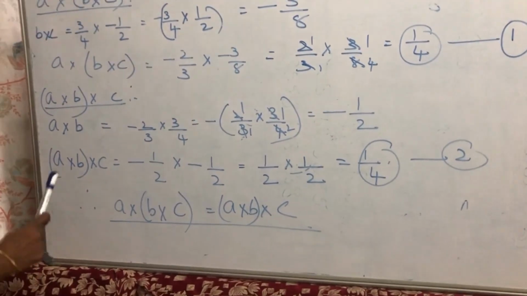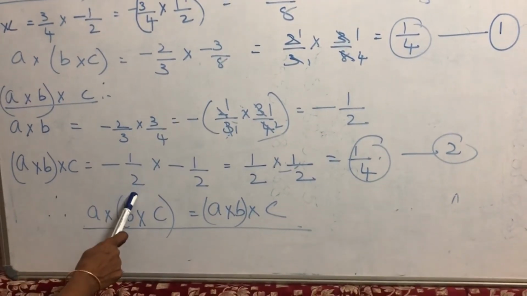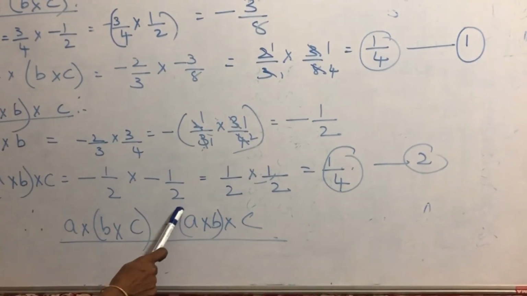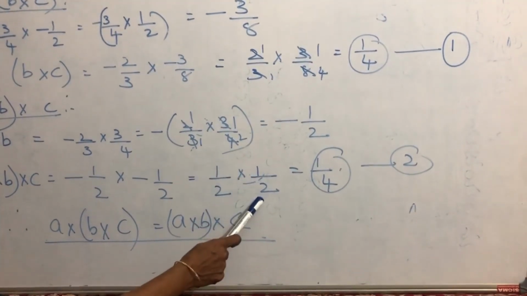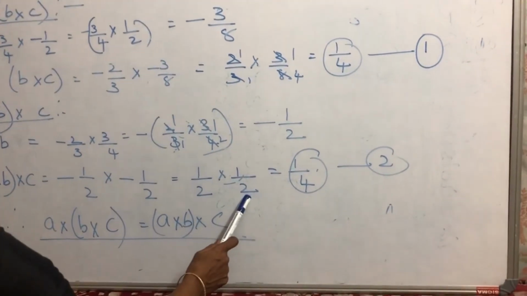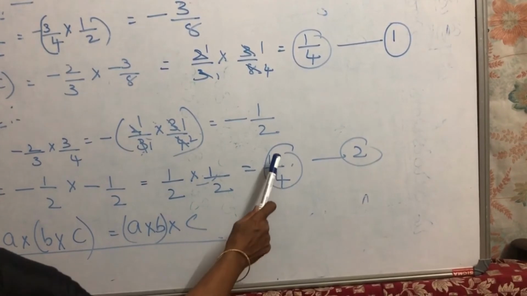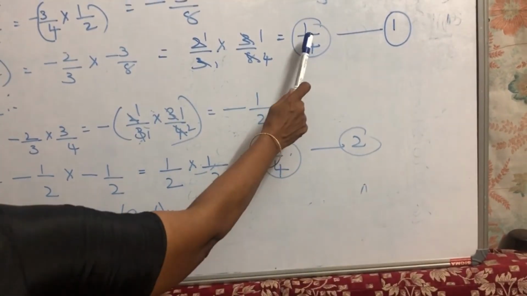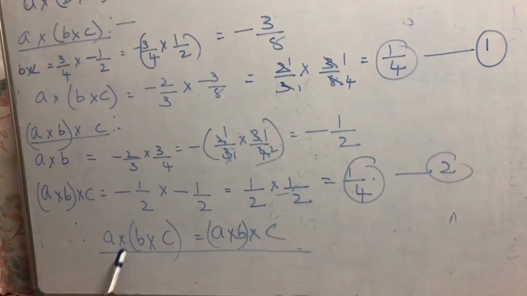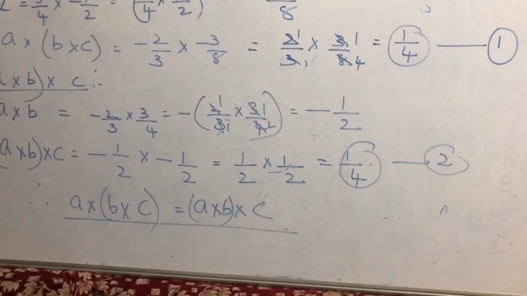Going for the next step, it is (A into B) into C. A into B value is minus 1 by 2 and C value is minus 1 by 2. Minus into minus is plus. 1 by 2 into 1 by 2. There is no chance for simplification, so we multiply the numerators as well as denominators. 1 into 1 is 1, 2 into 2 is 4. The value is 1 by 4. And both the values, 1 and 2, results are same. Hence (A into B) into C is equal to A into (B into C).